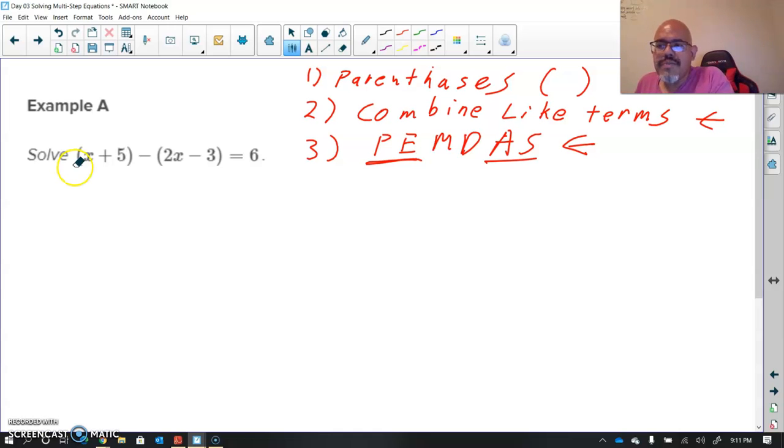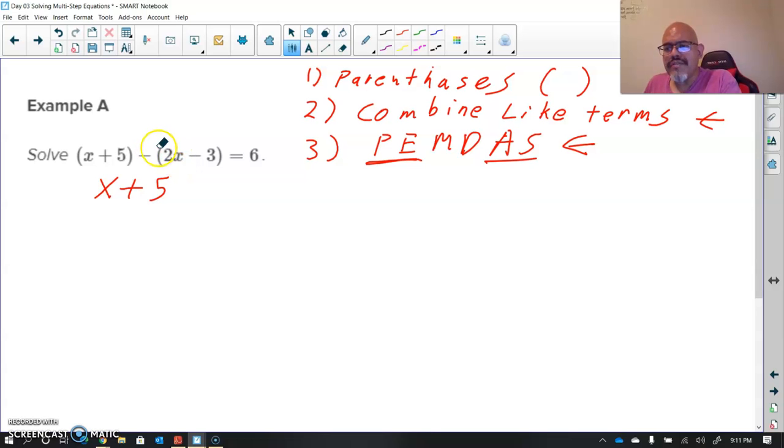So looking at this first problem, we have solve the quantity of x plus 5 minus the quantity of 2x minus 3, and that's equal to 6. So we're going to just solve this. We don't need to multiply everything right here on the first parentheses, so we just need to write that down. So x plus 5.